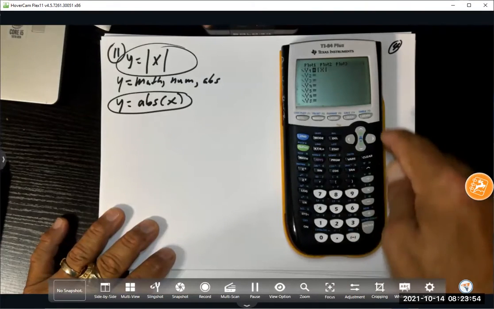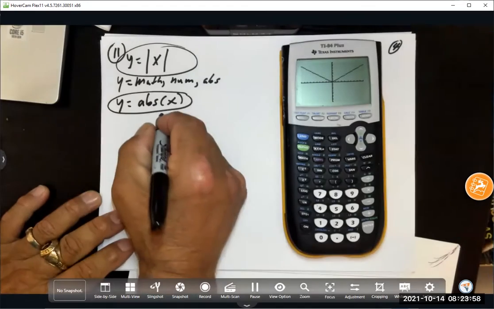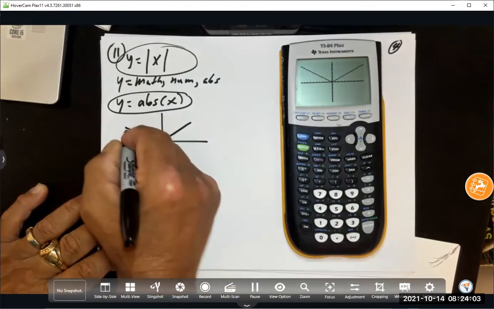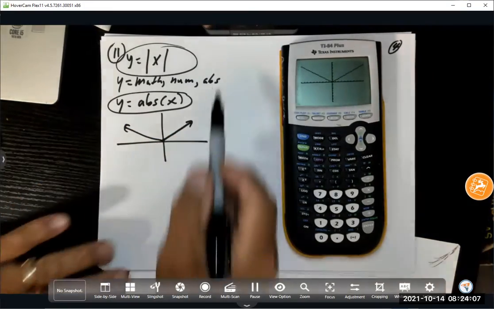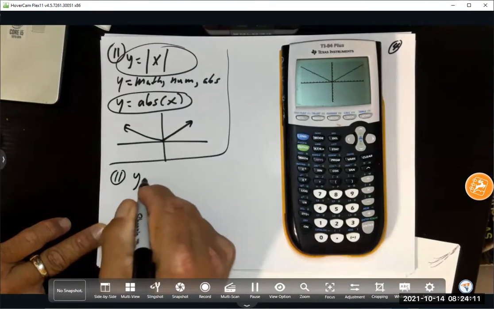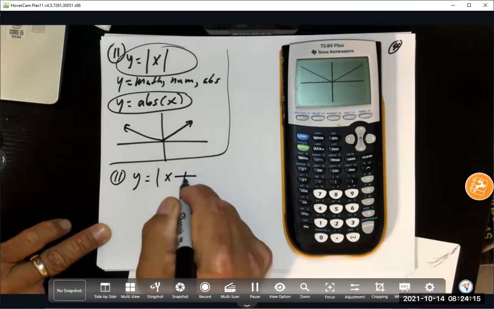So now I'm going to hit graph. Ready? Graph. Did you get a V-shaped looking thing? Yes or no? Yes, sir. Straight like that, straight like that. Is that okay? All right. So now I'm going to do different things to it. The next one is going to be absolute value of x plus 4.